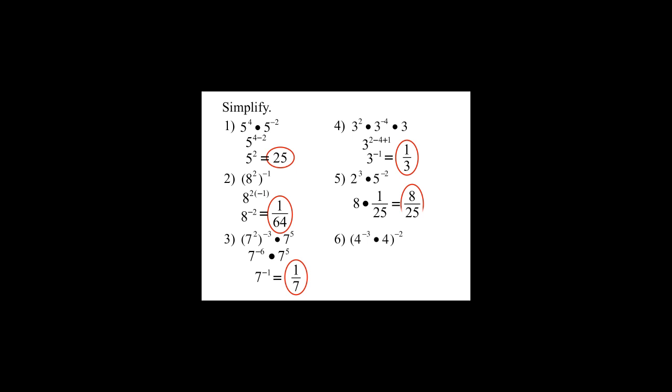Okay, now check your work. Number 2 is 1 over 64. Number 3 is 1/7. 4 is 1/3. 5 is 8 over 25.